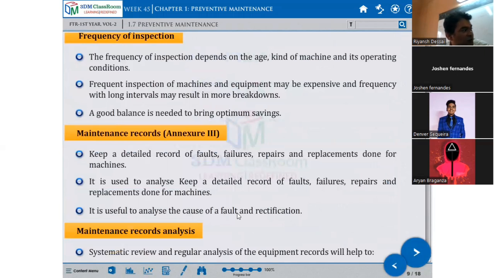That's the maintenance record. Good morning. What is going on here? Don't have manners.